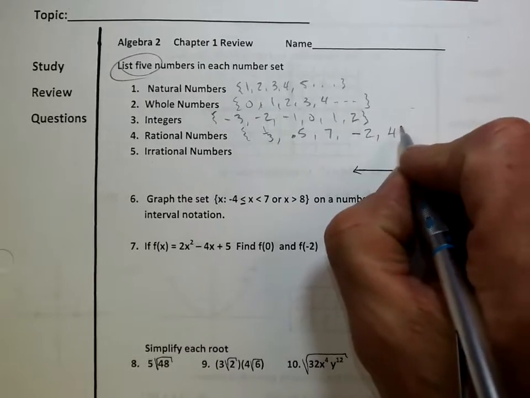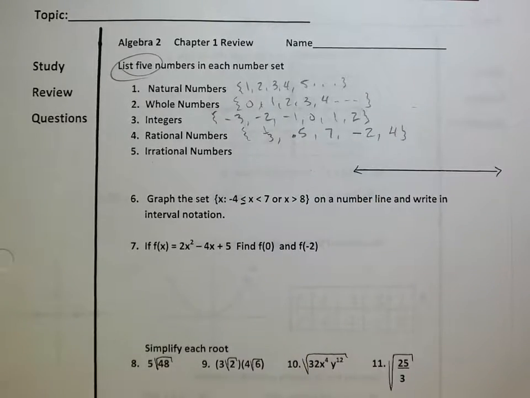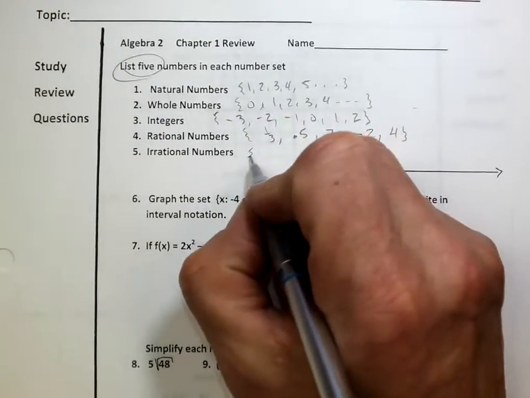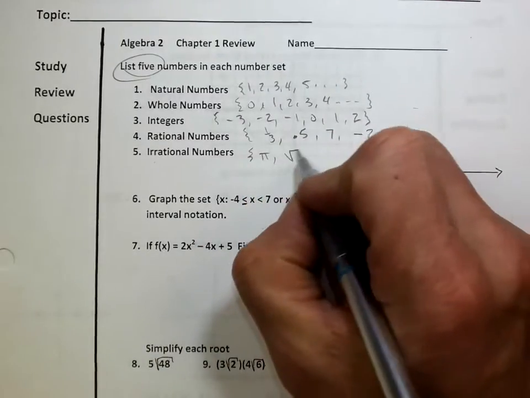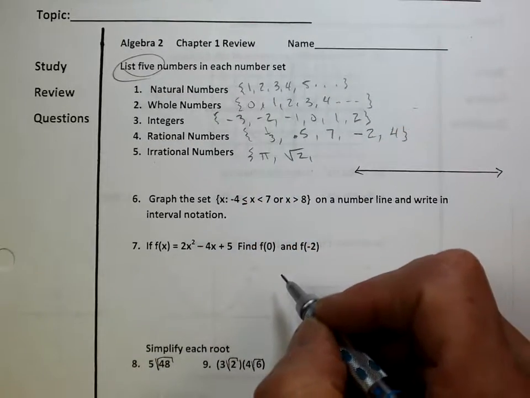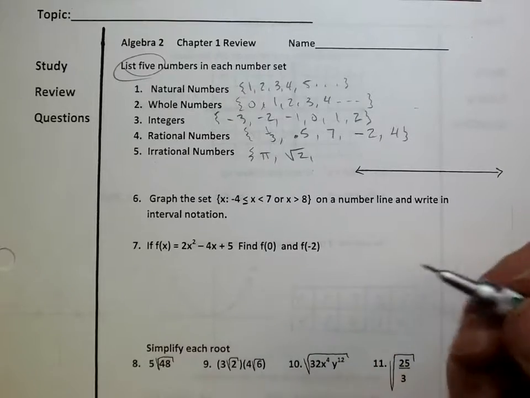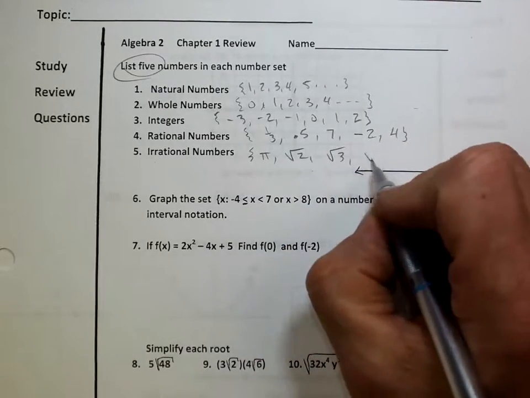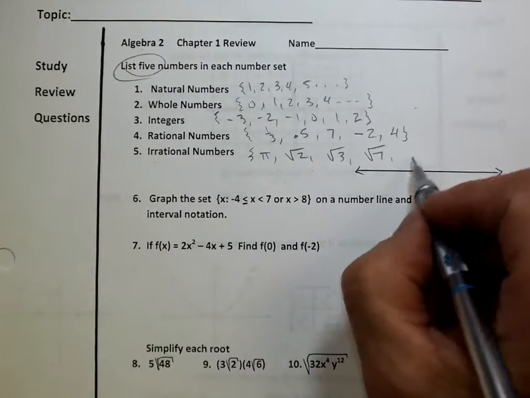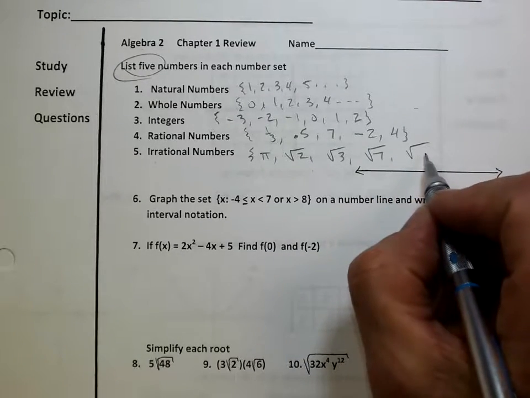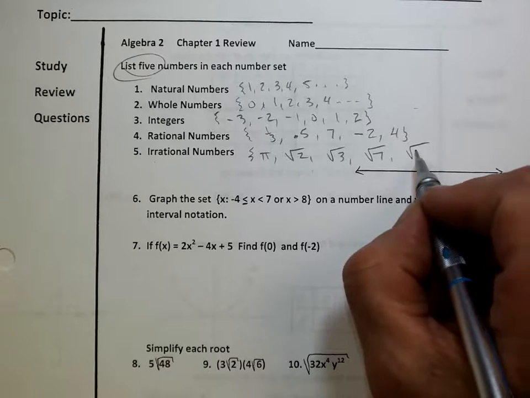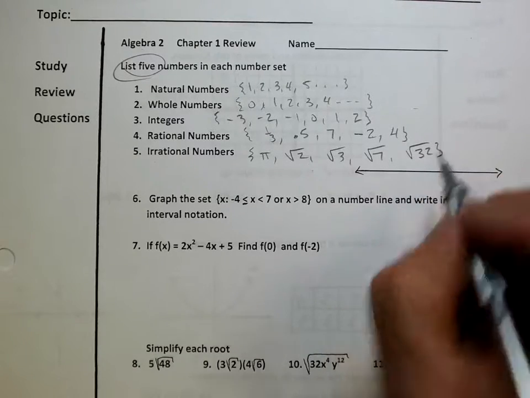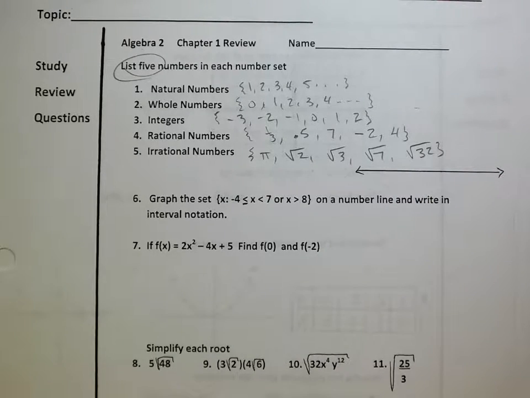Sure. Great. Now, irrationals. What do you want to do? Gianna? Pi. Pi would be an irrational number. Square root of 2. Any square root number that's not a perfect square would be an irrational number. Like maybe square root of 3, square root of 7. Give me a number. 32. That works. There you go. Okay. Everybody good? Unless it's a perfect square.